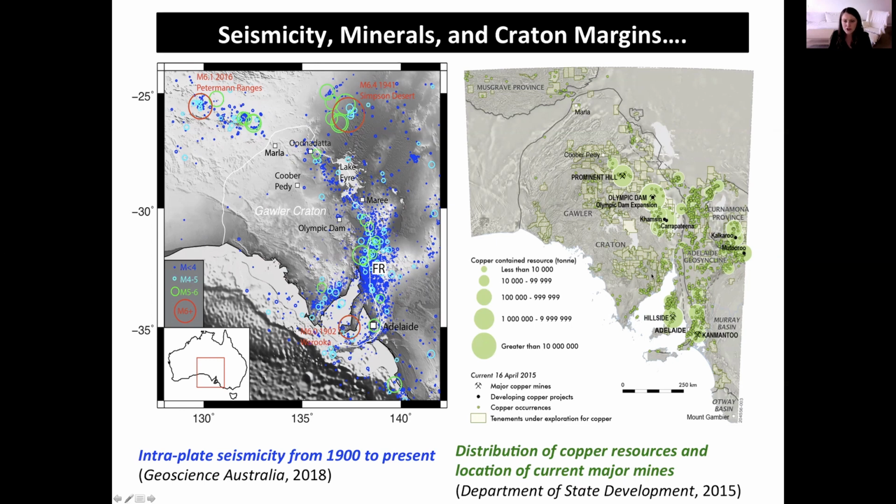Across this region, there's also significant mineral resources. Represented in green here is the distribution of known copper. As well, there are several significant mines, including Olympic Dam and Prominent Hill.